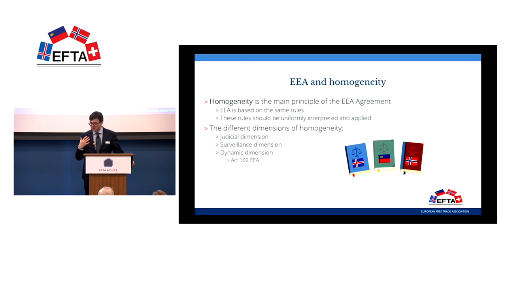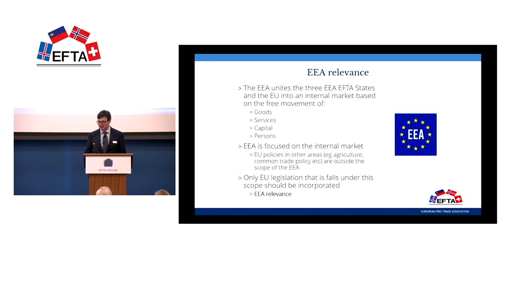The homogeneity has different dimensions. You have the judicial dimension, you have the surveillance dimension, but you also have this dynamic dimension, which is referred to in Article 102 of the EEA agreement. Basically, the need to constantly update the EEA agreement so it reflects the internal market law that is applicable on the EU side at any given time. That requires us to be constantly updating the agreement, and that, of course, requires the decision-making process, which I will try to explain.